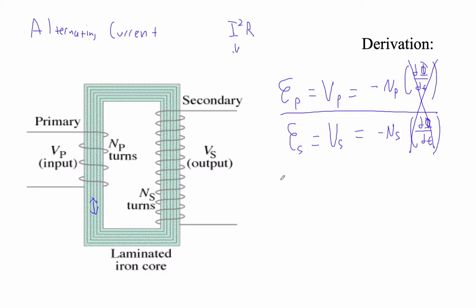And then we end up with voltage primary over voltage secondary is N primary over N secondary. You can flip this over, but basically the voltages at the primary and secondary are proportional to the number of windings.